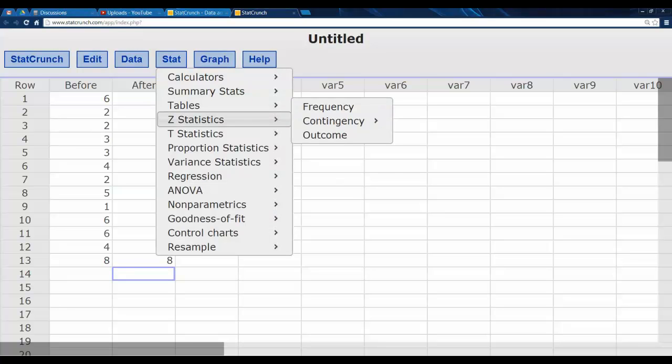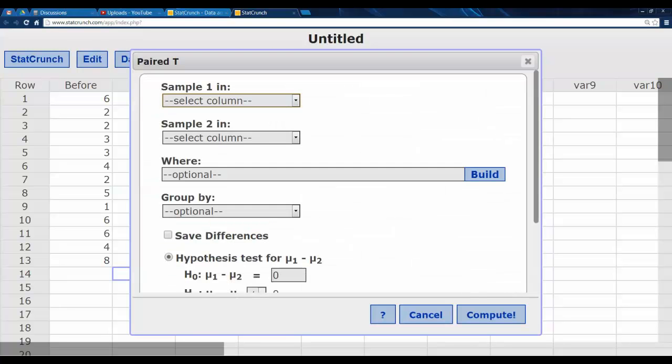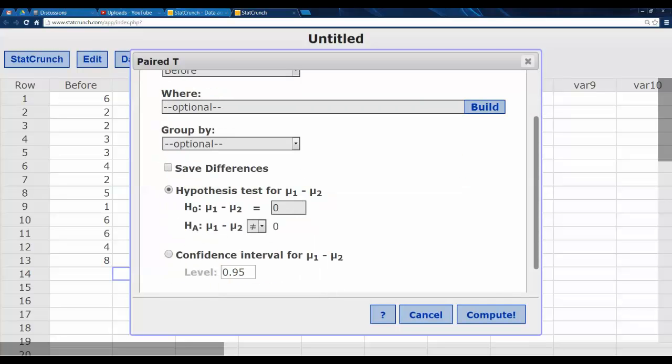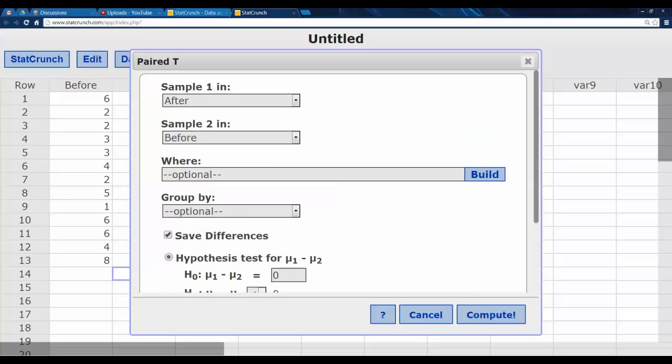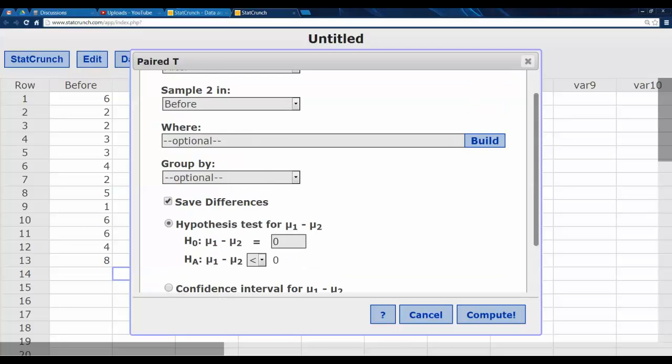You go to Stat, T Statistics, Paired. Click on Paired. You have Sample 1 in column. Now we're going to do after minus before. So choose Sample 1 to be after, Sample 2 to be before. You can see down here that's the way they run it, mu1 minus mu2. If you want to save the differences, you can, which we would want to. And then we were testing against 0, but we want a less than 0 for our hypothesis. I don't really like that it's not detecting that it's paired, but there we go.